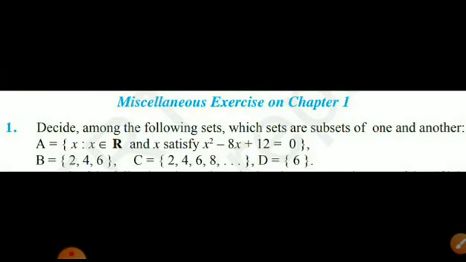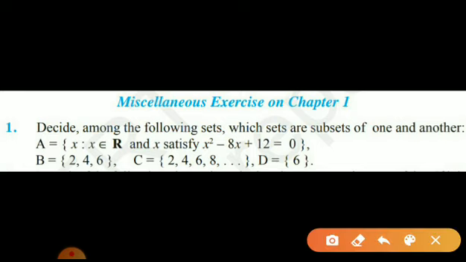See the first question: decide among the following sets which sets are subsets of one another. Okay, so I have to check which sets are subsets of one another. Your sets A, B, C and D are being given to you. So see what your set A is. Set A is given in set builder form. I have to write it in roster form.